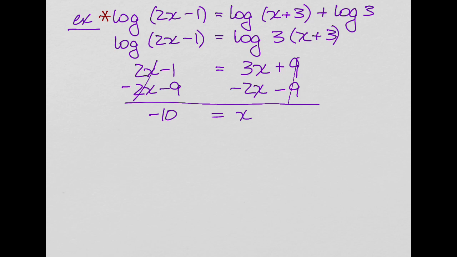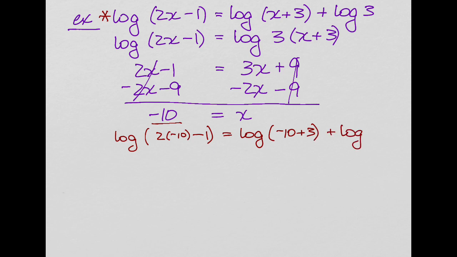I'm going to substitute x equals negative 10 in there. So I have log of 2 times negative 10 minus 1. And we'll do it all the way across. Negative 10 plus 3. And log of 3. Well, let's see. 2 times negative 10 is negative 20 minus 1 is negative 21. So on the left here, I'm trying to do log base 10 of negative 21.